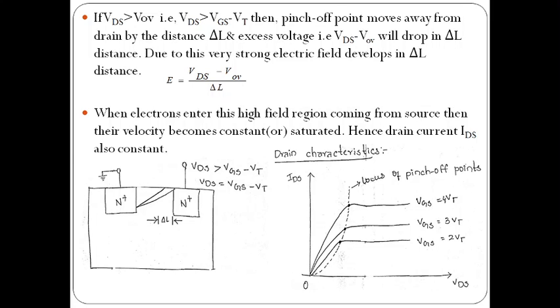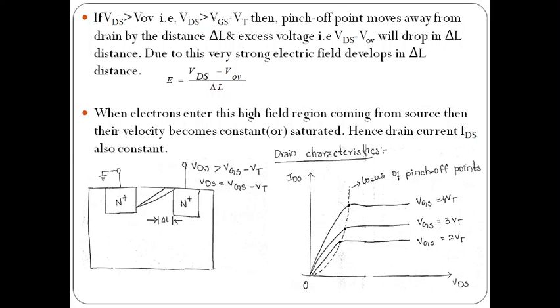If you increase the VDS value more than the overdrive voltage, that means VDS is greater than VGS minus VT, then the pinch off point moves away from the drain by some small distance, which we consider as delta L. The excess voltage applied at VDS, that means VDS minus VOV, will drop across the delta L distance. Due to this, a very strong electric field develops in the delta L distance.